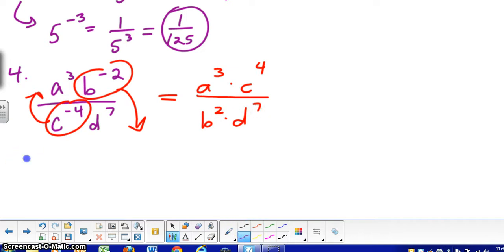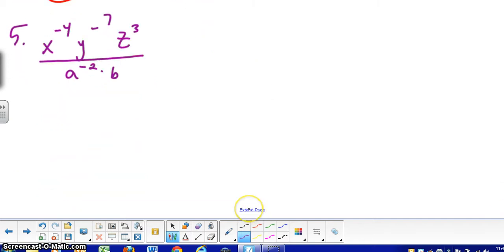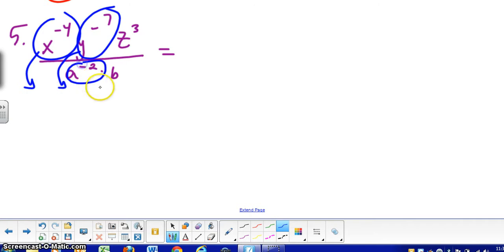Okay, so I want you to go ahead and try this one on your own. X to the negative 4, y to the negative 7, z to the 3rd over a to the negative 2, and b by itself. Push pause, solve. Okay, so you should get, let's turn the page a little bit, you should end up with this one in the denominator. There's a negative, so that's going to be in the denominator. And then this one is negative, so that's going to go in the numerator.